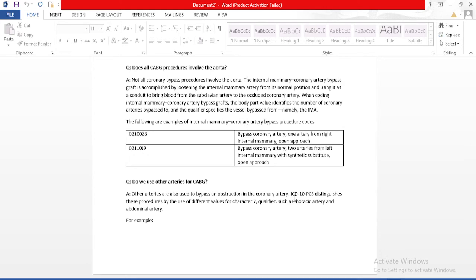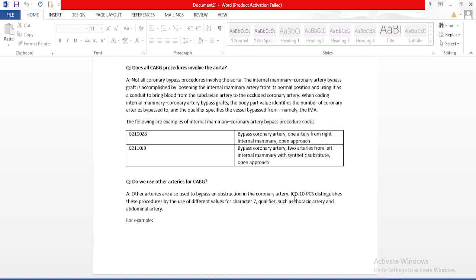Next question. Do all CABG procedures involve the aorta? So far we have learned that whenever there is an obstruction or disease process in the coronary arteries, the physician will bypass from the aorta to the diseased coronary vessels. So here our question is, do all CABG procedures involve the aorta, meaning blood comes directly from the aorta to the diseased blood vessels? So the answer: not all coronary bypass procedures involve the aorta.